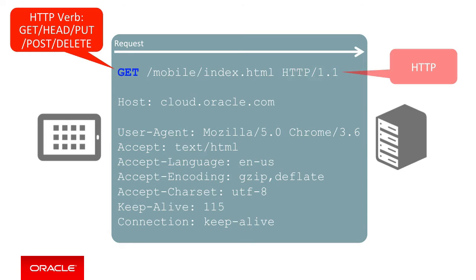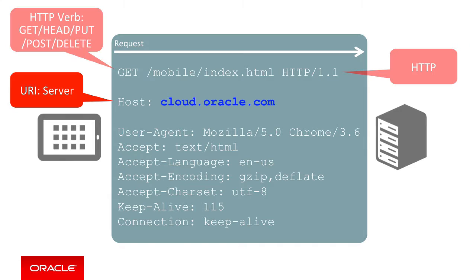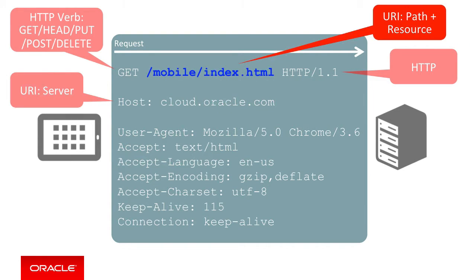Now, these verbs are executed against a resource, which is identified by first the host, which the resource lies on, cloud.oracle.com, then a path, /mobile, and finally the resource, in this case, index.html.